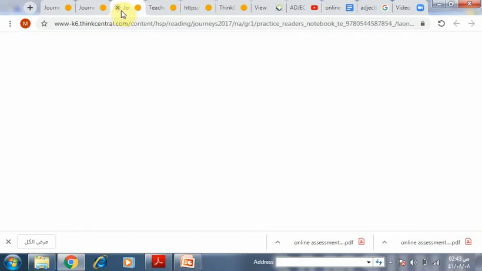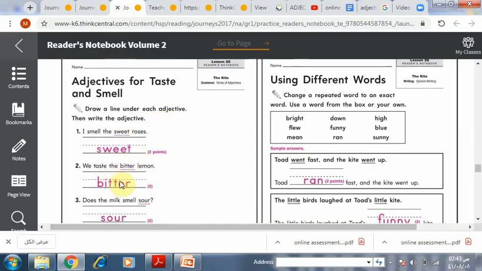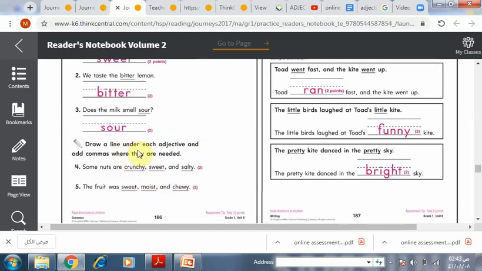And here are the correct answers for the page. Sweet, bitter, sour, crunchy, sweet, salty, sweet, moist, and chewy. Underline the correct answers, please.